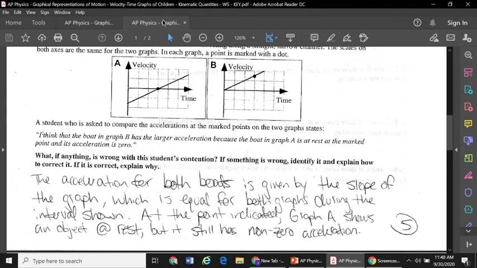The acceleration for both boats is given by the slope of the graph, which is equal for both graphs during the interval shown. The slopes are the same. You can see just looking at it, the lines are parallel. At the point indicated, graph A shows an object at rest, but it still has a non-zero acceleration.